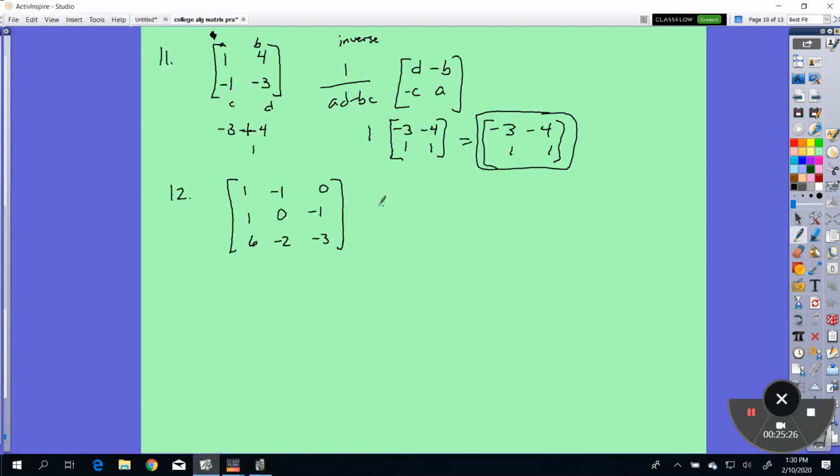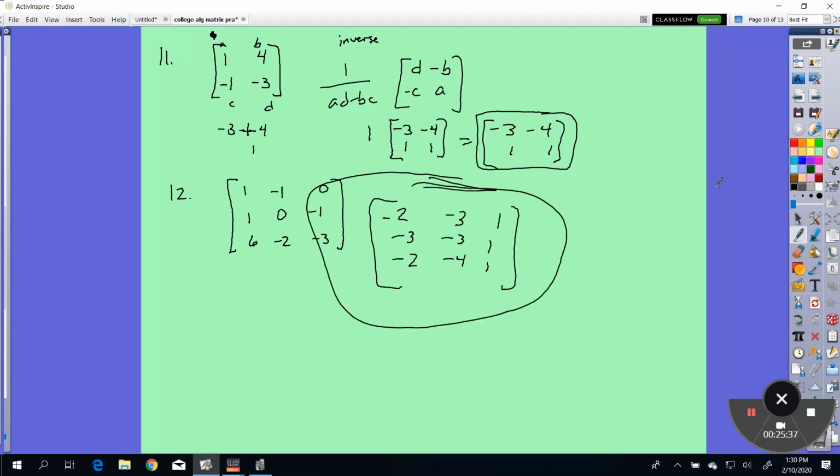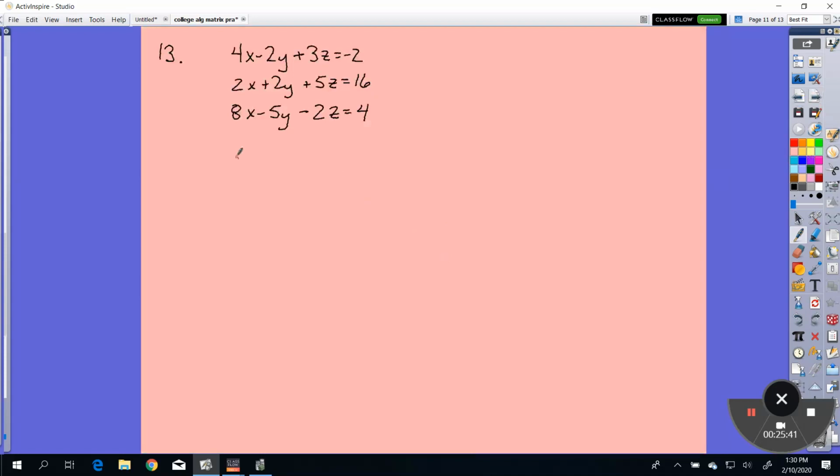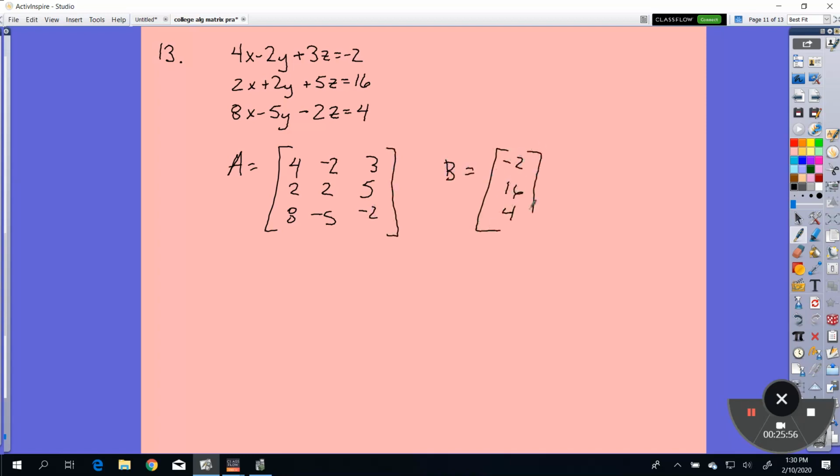So I just type that in the calculator. Negative 2, negative 3, negative 2, negative 3, negative 3, negative 4, 1, 1, 1. That's your inverse. Pretty sloppy writing, but anyways, you got the idea. I'm going to call this matrix A: 4, 2, 8, negative 2, negative 5, 3, 5, negative 2. Matrix B is going to be negative 2, 16, 4.